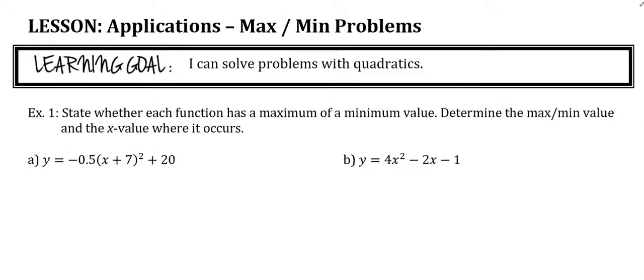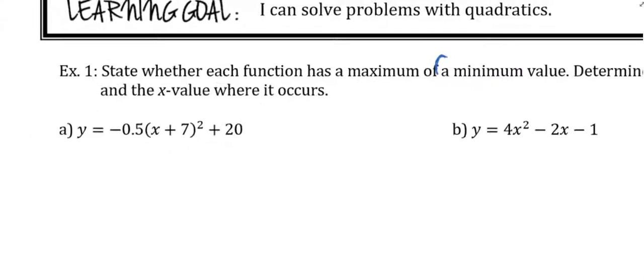So the first thing we're doing is state whether each function has a max or a min value. It's supposed to say, or determine the max and min value. So what about this first? Oh, the first one's so easy, it's pretty much done for us. Does it have a max or a min?